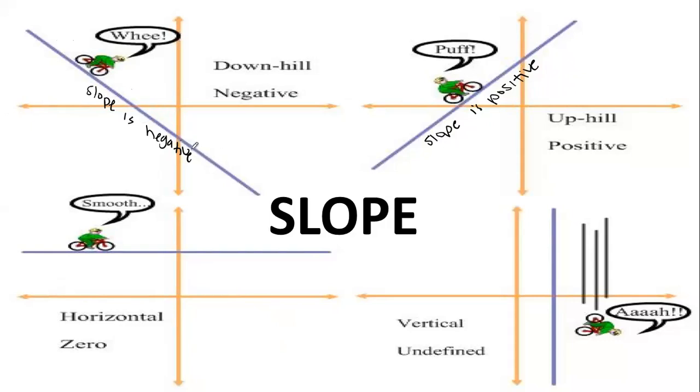This is negative. The 2 that we did not learn last year are a horizontal line and a vertical line. So I would just draw quickly a horizontal line and a vertical line. A horizontal line has a slope that equals 0.